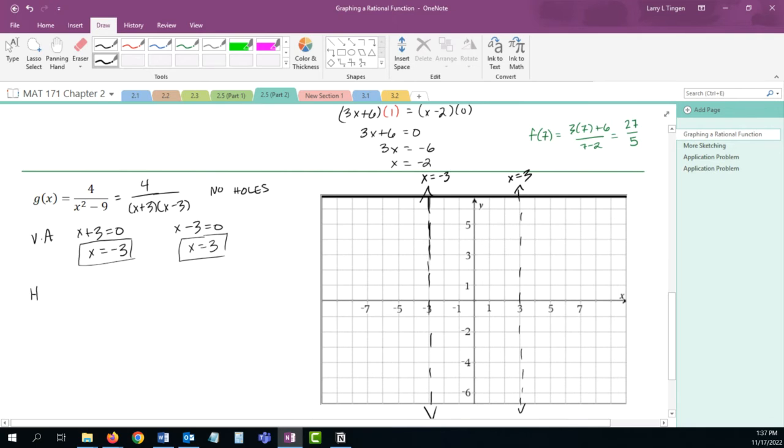Horizontal asymptote. Let's see, what have I got? Sorry, degree. The degree of the numerator is 0 here. The degree of the denominator is 2. Whenever the degree of the denominator is greater than that of the numerator, the horizontal asymptote lives at y equals 0, which is just the x-axis.